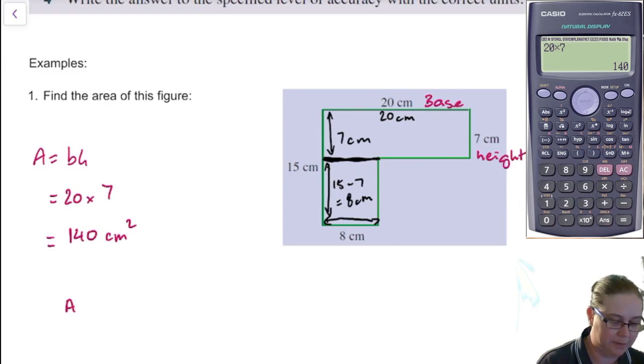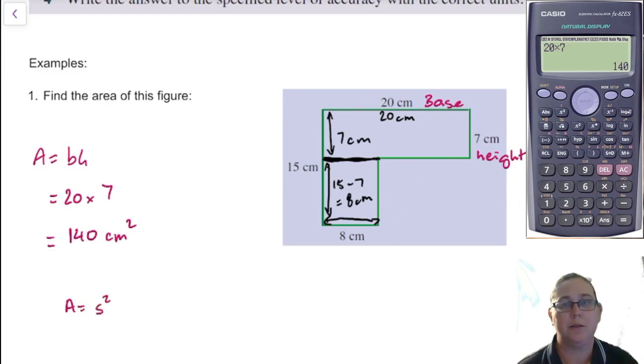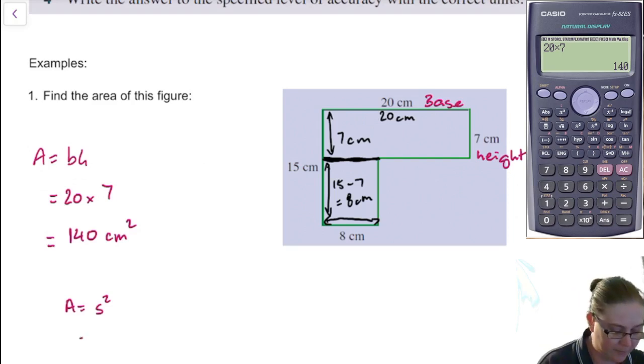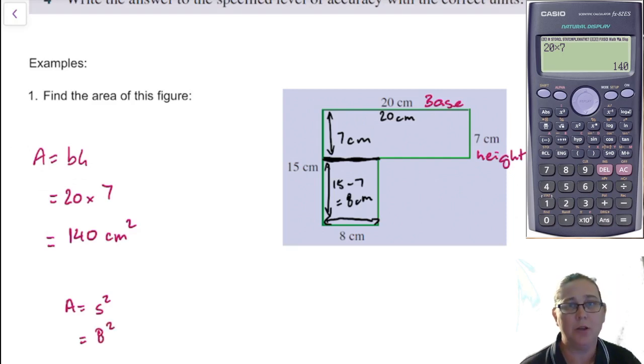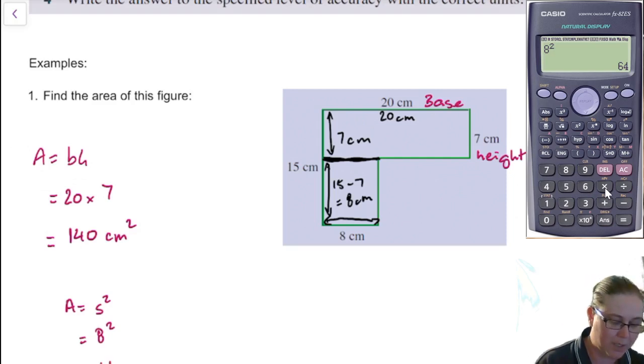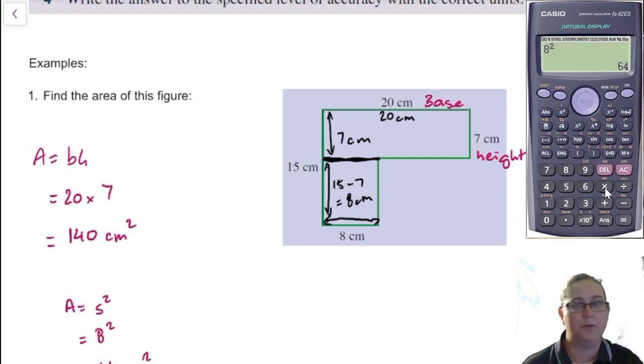So obviously, area of a square is side squared. You could use B for base squared, as long as you've got something that says it is that one side squared. The side length of that square is 8, so it is 8 squared. Now we should be able to do that fairly easily without using the calculator, but let's do it anyway. 8 squared equals 64. And again, we want centimeters squared.